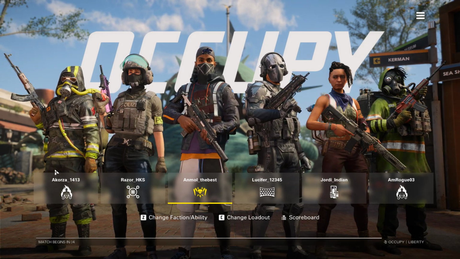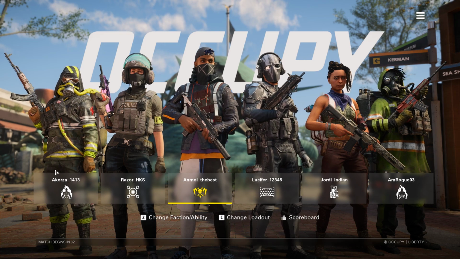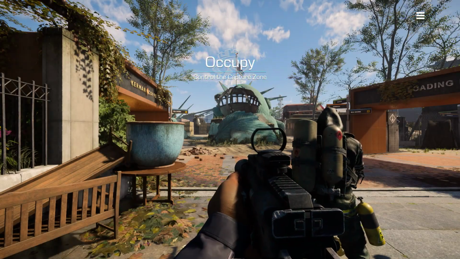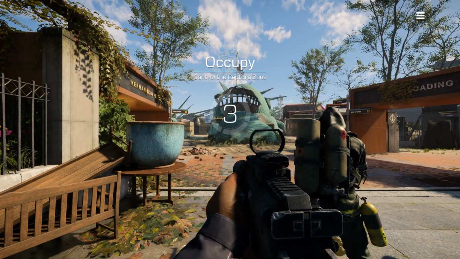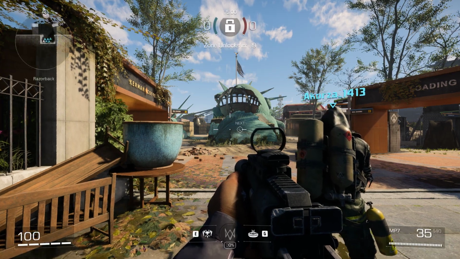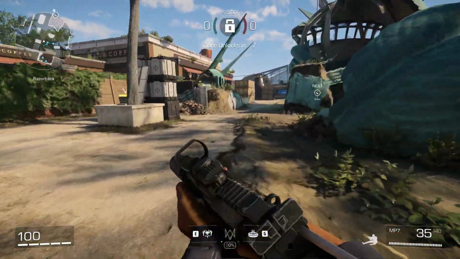Occupy. A battle to the death for control of roughly 80 square meters? 3, 2, 1. Get the capture zone, follow it around, really stalk that thing.